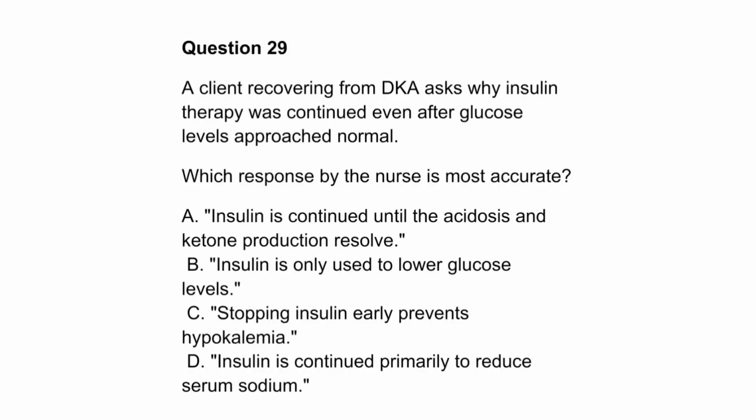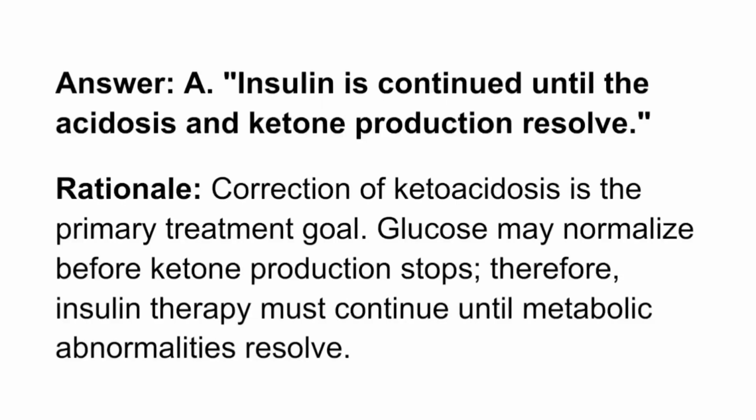Question 29. A client recovering from DKA asks why insulin therapy was continued even after glucose levels approached normal. Which response by the nurse is most accurate? A. Insulin is continued until the acidosis and ketone production resolve. B. Insulin is only used to lower glucose levels. C. Stopping insulin early prevents hypokalemia. D. Insulin is continued primarily to reduce serum sodium. Answer. A. Insulin is continued until the acidosis and ketone production resolve.